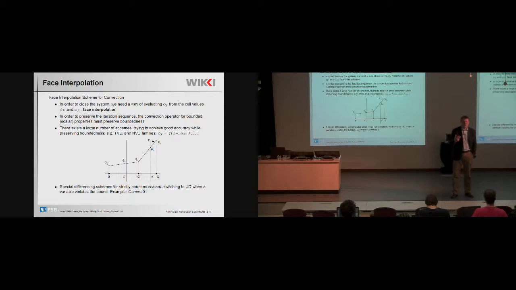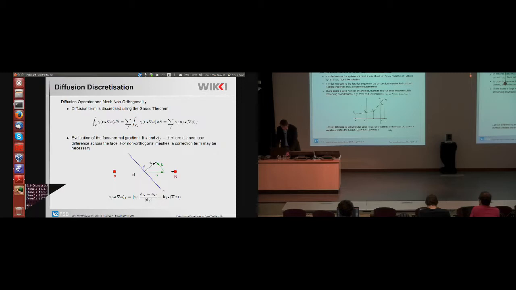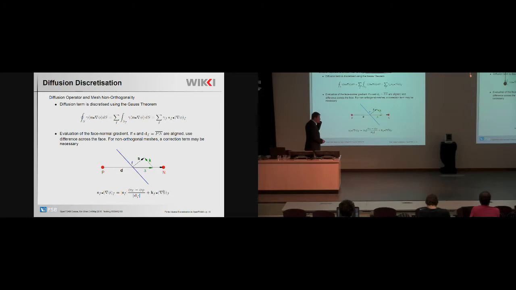It's not a disaster, right? If your variable goes above 1, it will switch to upwind, and you'll probably not notice because that's the old switch 85 trick. Okay, so now that we have done the convection part of the story, what about the diffusion? In order to understand the diffusion, I have to show you something about mesh non-orthogonality.